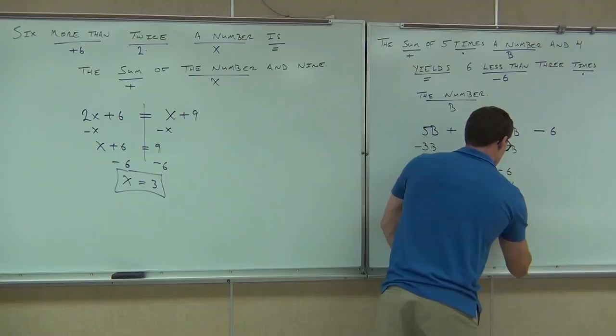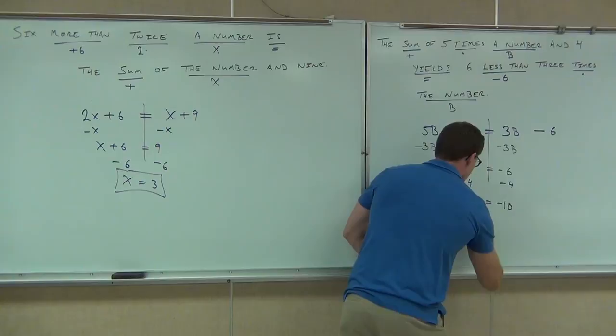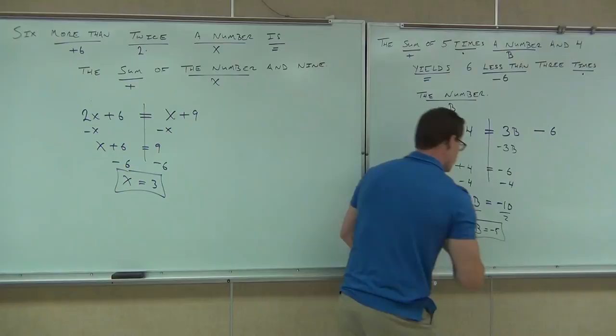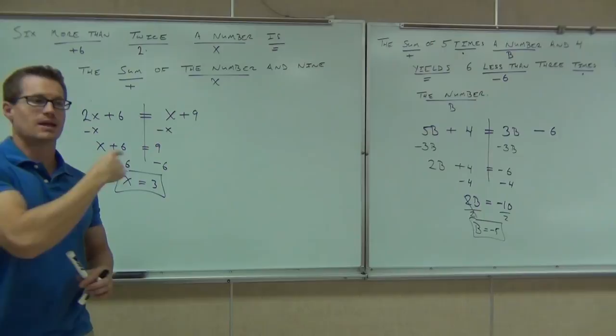And last step is always to divide if we have a coefficient. So last thing we're doing here is dividing by 2. Negative 5. Would you raise your hand and feel okay with this translation stuff? You can expect something like these two problems on your test. You will have something like that.